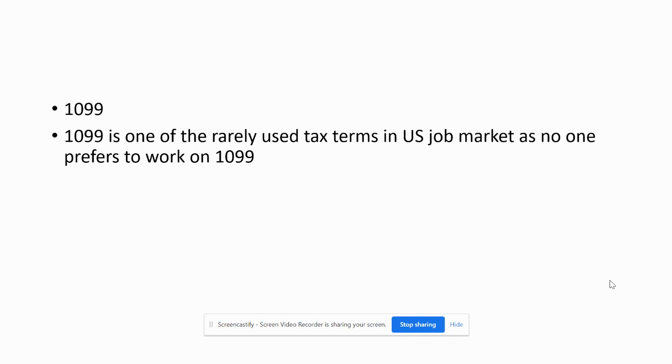In the corp to corp model, the next firm has nothing to do with his taxes. We are the employer of that candidate, and we are paying the taxes in the corp to corp model as well. In 1099, none of the staffing firms is paying his taxes. He is going to pay his taxes because he has his own corporation and he is using that. So these are the main terms.